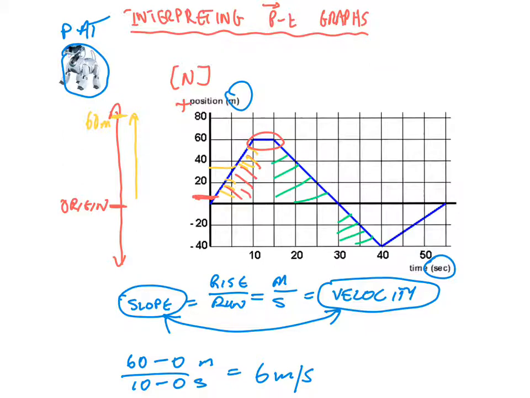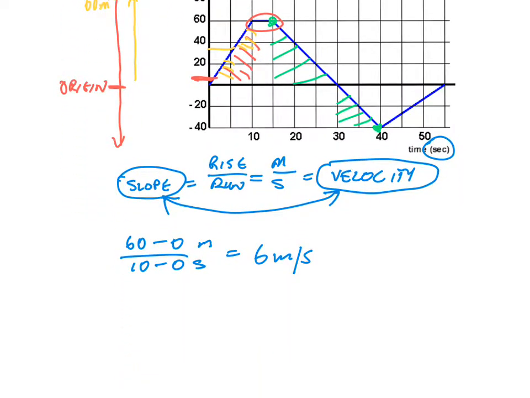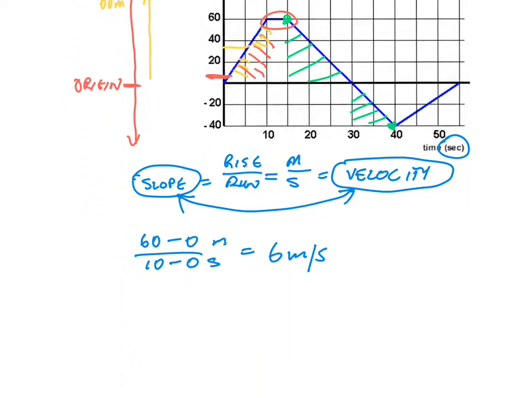We would just simply take the negative 40, take away negative 60, which would give us 100. I'll just show that actually. Negative 40, take away 60, all over the number of seconds, which is 40 minus 15.